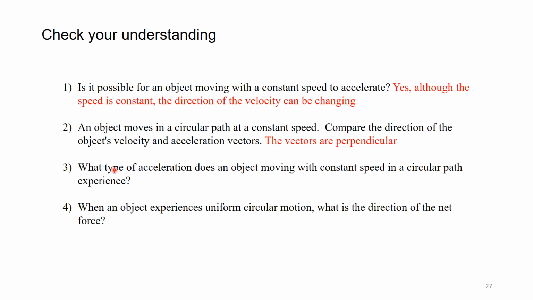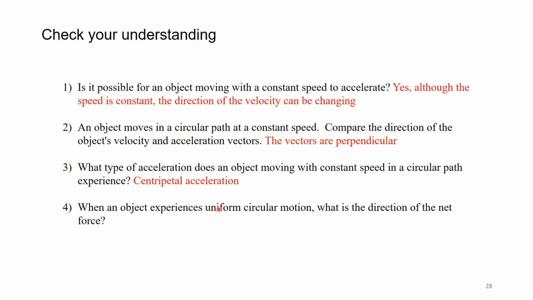Question 3, what type of acceleration does an object moving with constant speed in a circular path experience? And the answer is centripetal acceleration, because the acceleration has to be pointed to the center, as we have seen already.